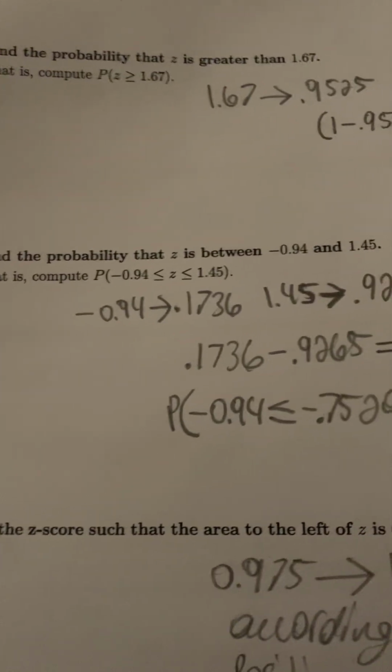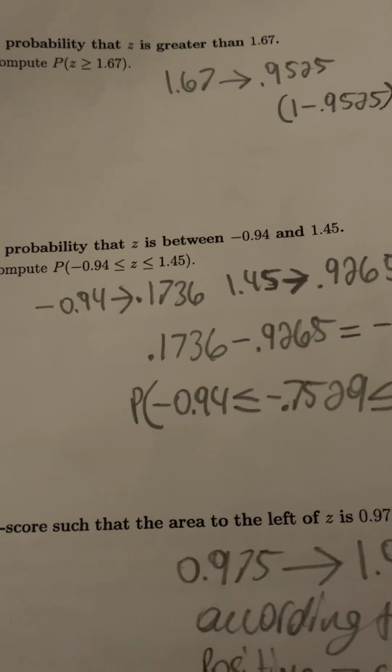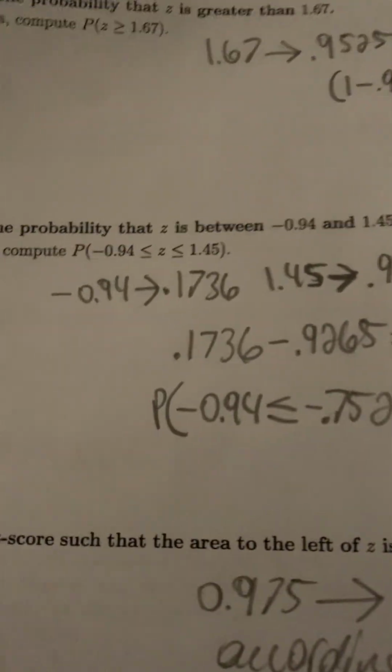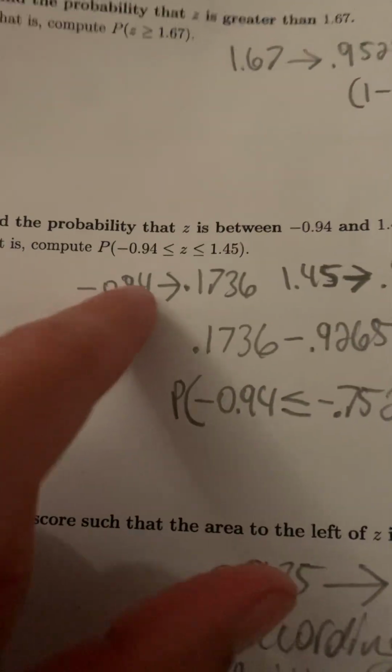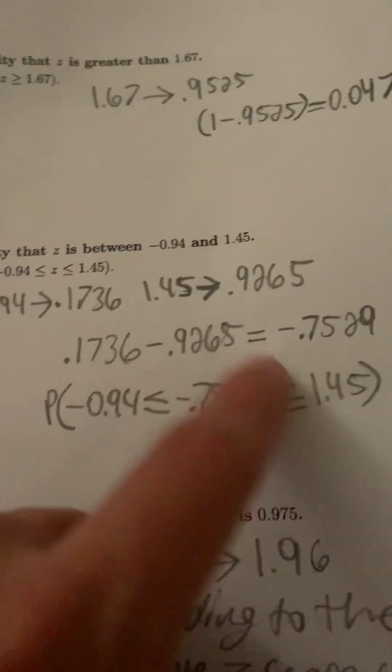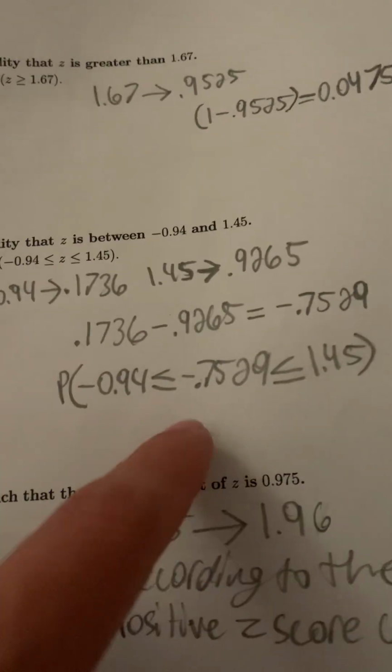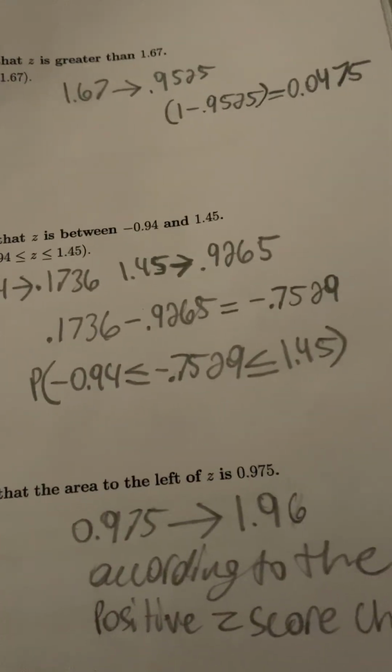Find the probability that z is between negative 0.94 and 1.45. So you go on the z-score chart and you look at them, and you subtract these, and that gets you negative 0.7529.